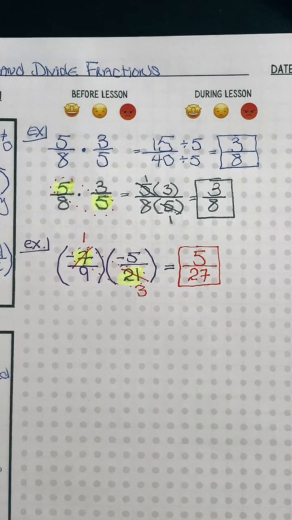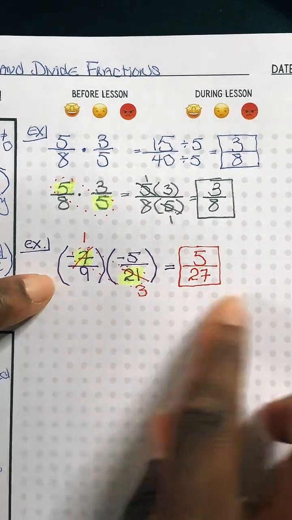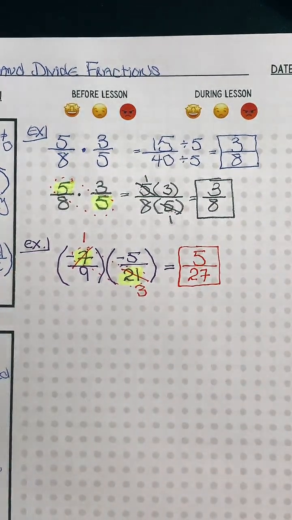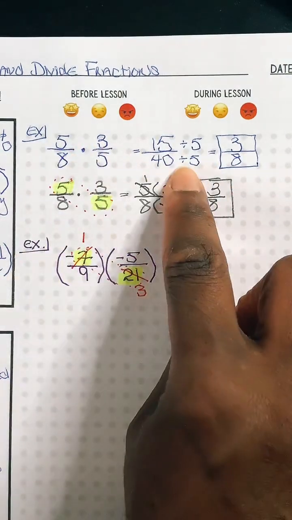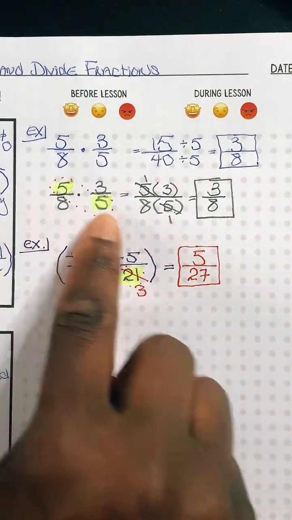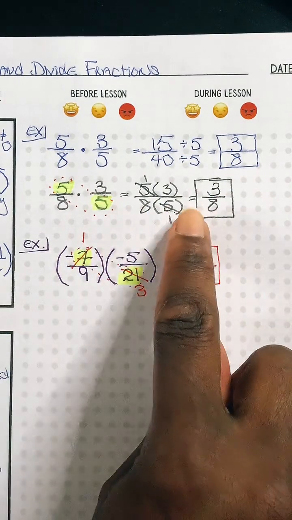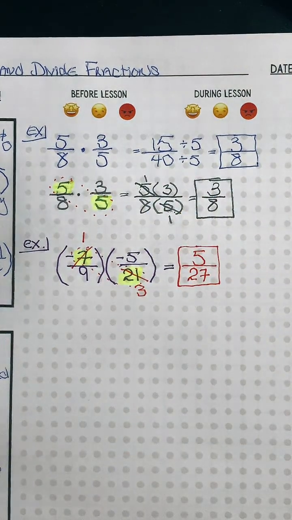Yes. Okay, nice job. All right, so this is basically it when it comes to multiplying. You're doing one of two things. Either you're multiplying straight across and then simplifying, or you cross simplify and then multiply. All right, I'm going to give you one and you're going to give me the answer. Let me see if I can make it just.